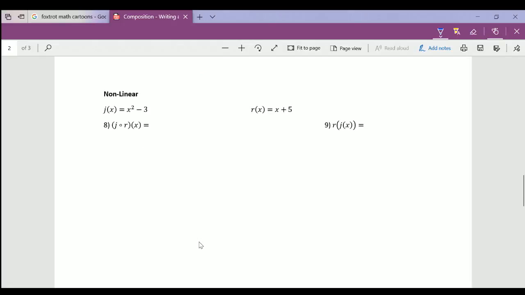Nonlinear. Okay, everything that we've done so far has been a linear equation. This time I'm incorporating a quadratic into the mix. Alrighty. It's j of r of x. If you want to rewrite that, that's j r x. J is what we're going to start with, and it's going to be x squared minus 3. Remember, we replace the x with parentheses.